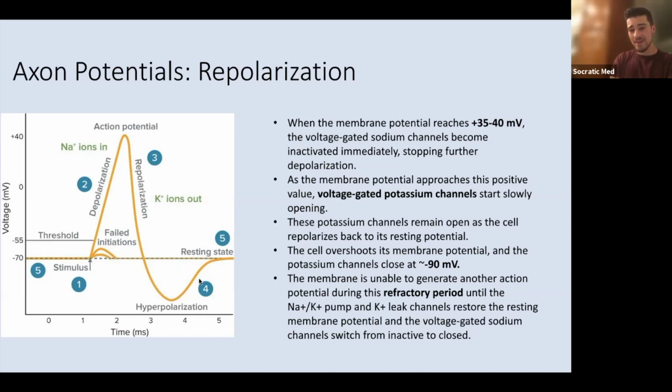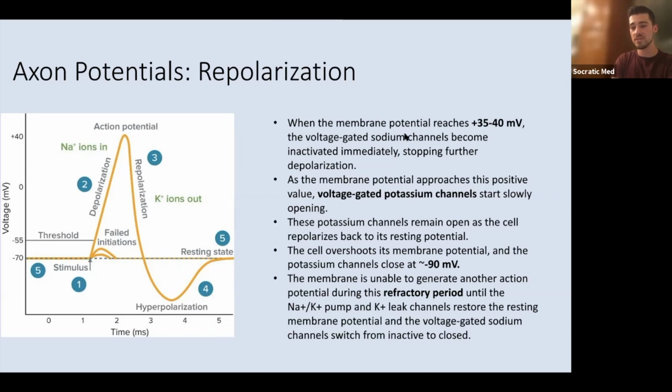Technically, I didn't put it on there because I don't think it's super important, but it is worth mentioning. There are two types of refractory periods: the relative refractory period and the absolute refractory period. The absolute refractory period is the one that we're talking about, where it's impossible to generate an action potential because we don't have use of the voltage-gated sodium channels.